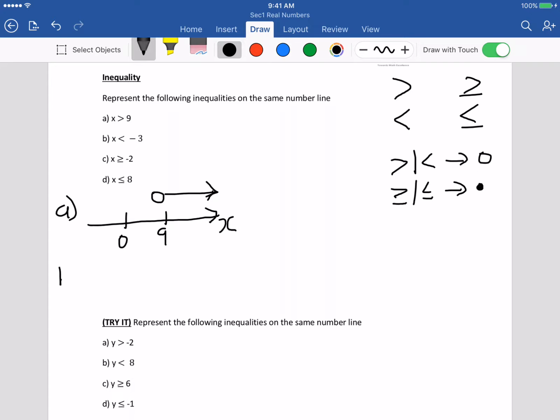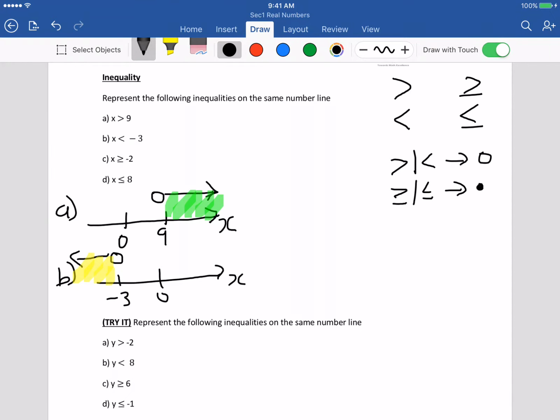Okay, next one, B, x lesser than negative 3. Same thing, draw it like that. x here, 0 will be here, negative 3 will be here. x lesser than negative 3, we use a circle. If x is lesser than negative 3, our values are negative 4, negative 5, so all are smaller, so we go to the left instead. So these are the regions we are talking about. For the second part, the region is here.